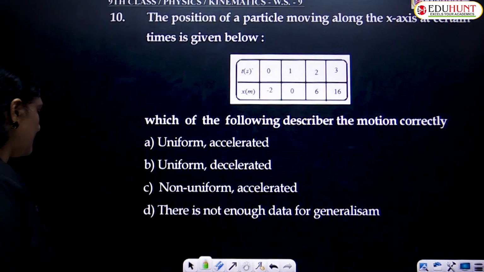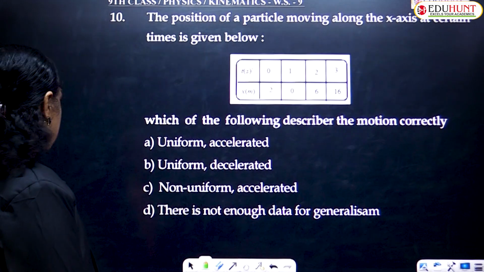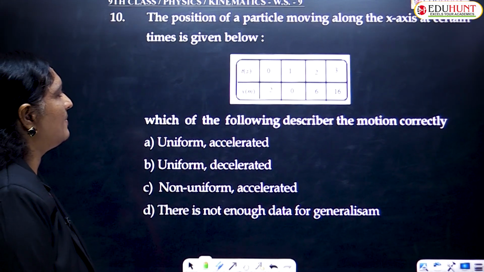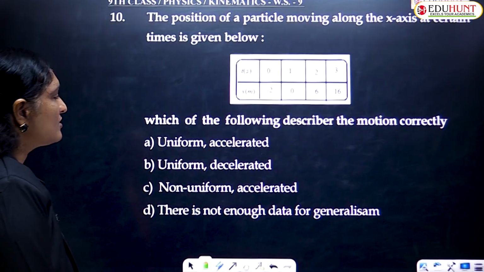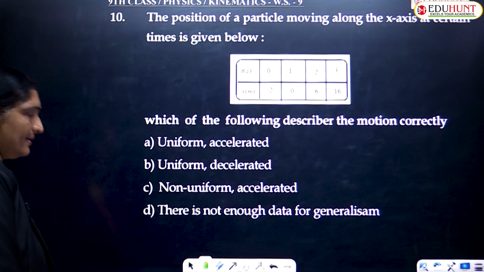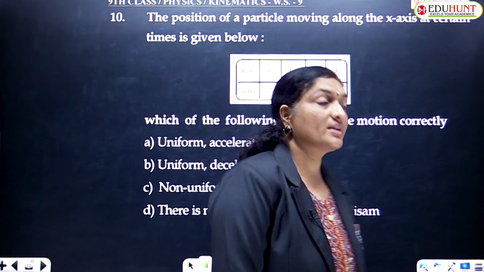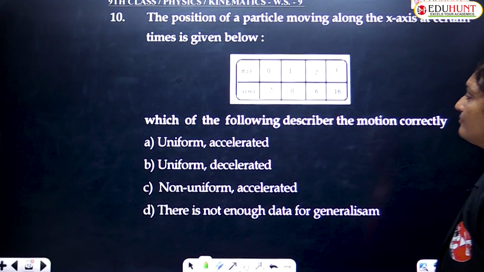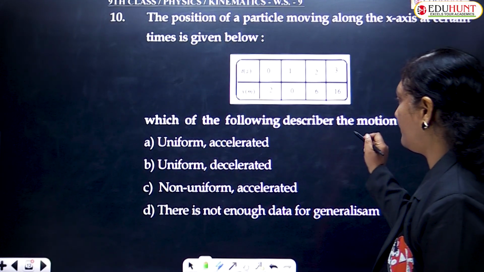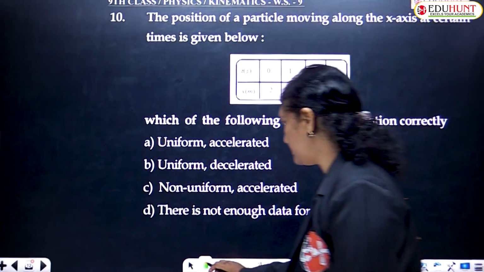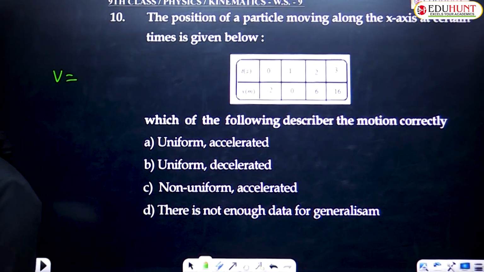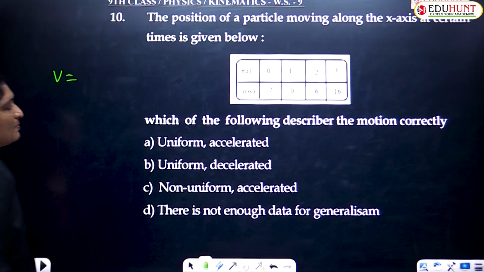Okay, children. Next, 10th question. The position of a particle moving along the x-axis at certain times is given below. Which of the following describes the motion correctly? To describe the motion correctly, it is a displacement-time graph or position-time graph. We need to find out the velocity. We know the formula: velocity is given as displacement by time.